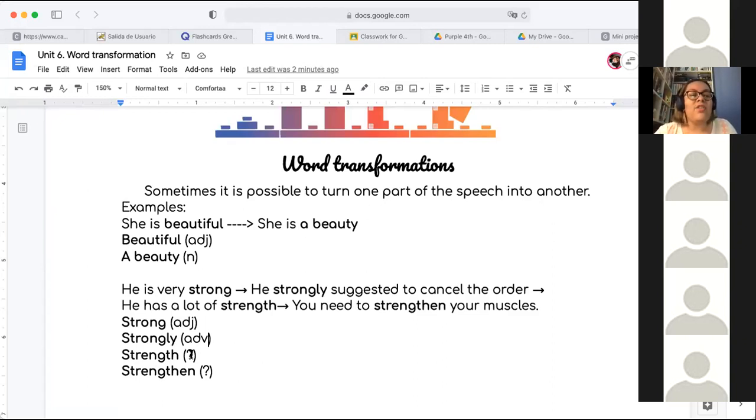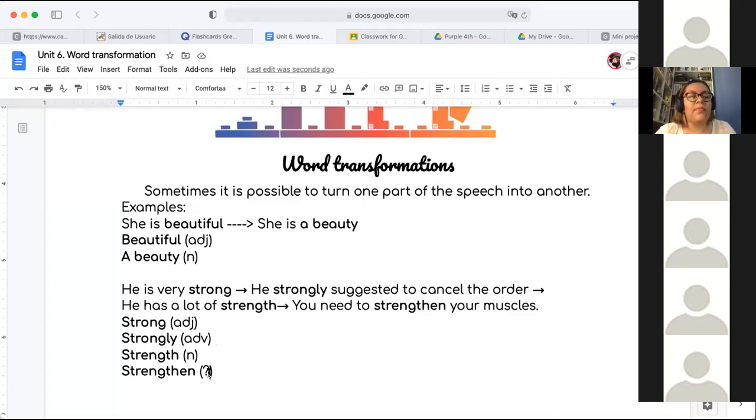All right, now, the next one is strength. La original fue he's very strong. What part of speech is strength? It's a noun, thank you. He has a lot of strength. This is a noun, exactly, all right? Now, you need to strengthen your muscles.